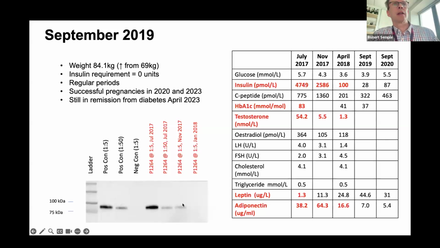Concomitant with that, you can see her antibody disappeared. And you can see that everything else nicely restored, with insulin going from 4,700 to 87, HbA1c normalizing, testosterone normalizing, leptin going up to a normal sort of level for a woman of her age, and adiponectin going back to close to a female range. So this is a rare but informative and exciting diagnosis to make because it can be cured very dramatically.